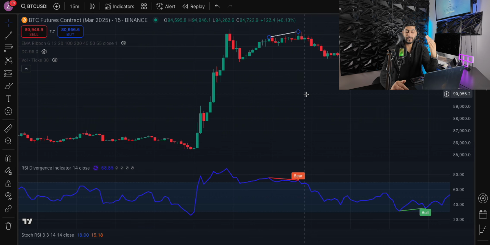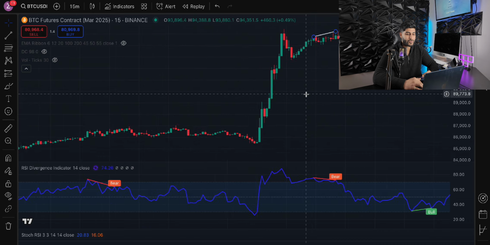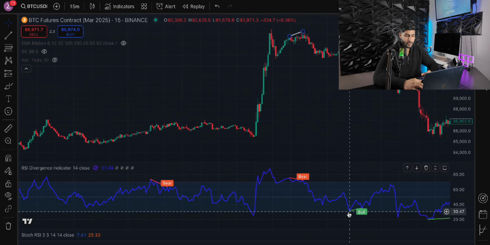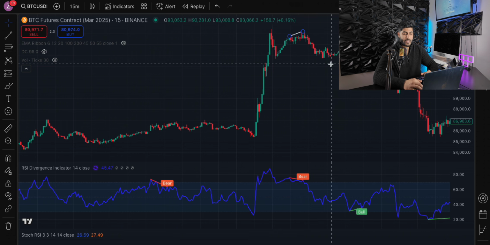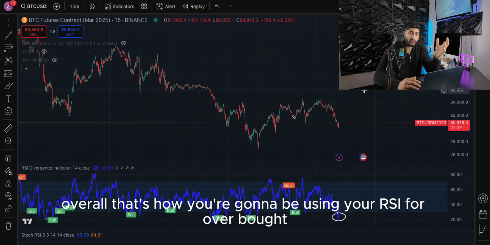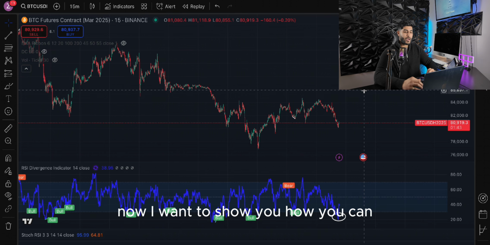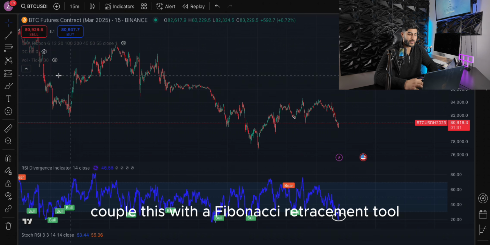Obviously, it's going to push the price a little bit higher because we are making a higher high, but more likely than not, it always results in us finding oversold conditions. Okay, we're going from overbought to oversold. And so price action likes to follow. Overall, that's how you're going to be using your RSI for overbought, oversold, and you're going to be looking at bullish or bearish divergences. Now, I want to show you how you can couple this with a Fibonacci retracement tool.